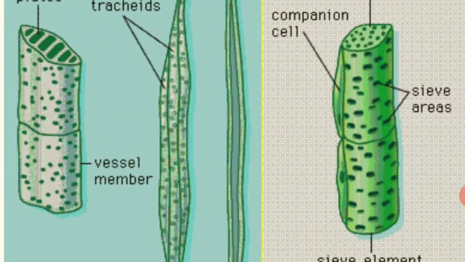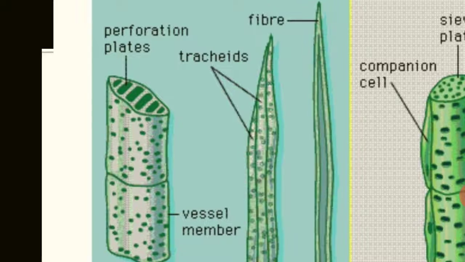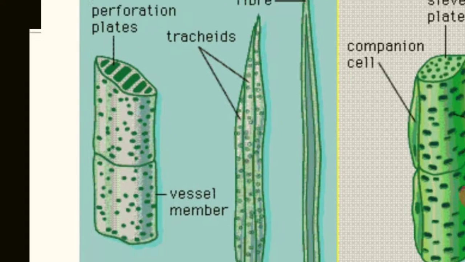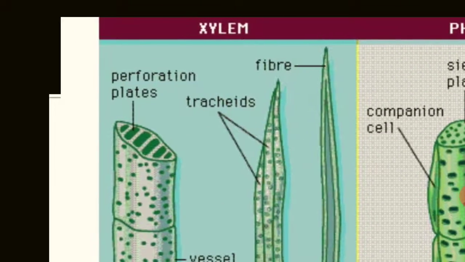Here you can see the structure of the xylem tissue, the perforations you can find here, just like in sieve cells. Tracheids are there, so xylem vessels and xylem tracheids. Xylem fibers are there and xylem parenchyma is there. So four types of cells compose the xylem.